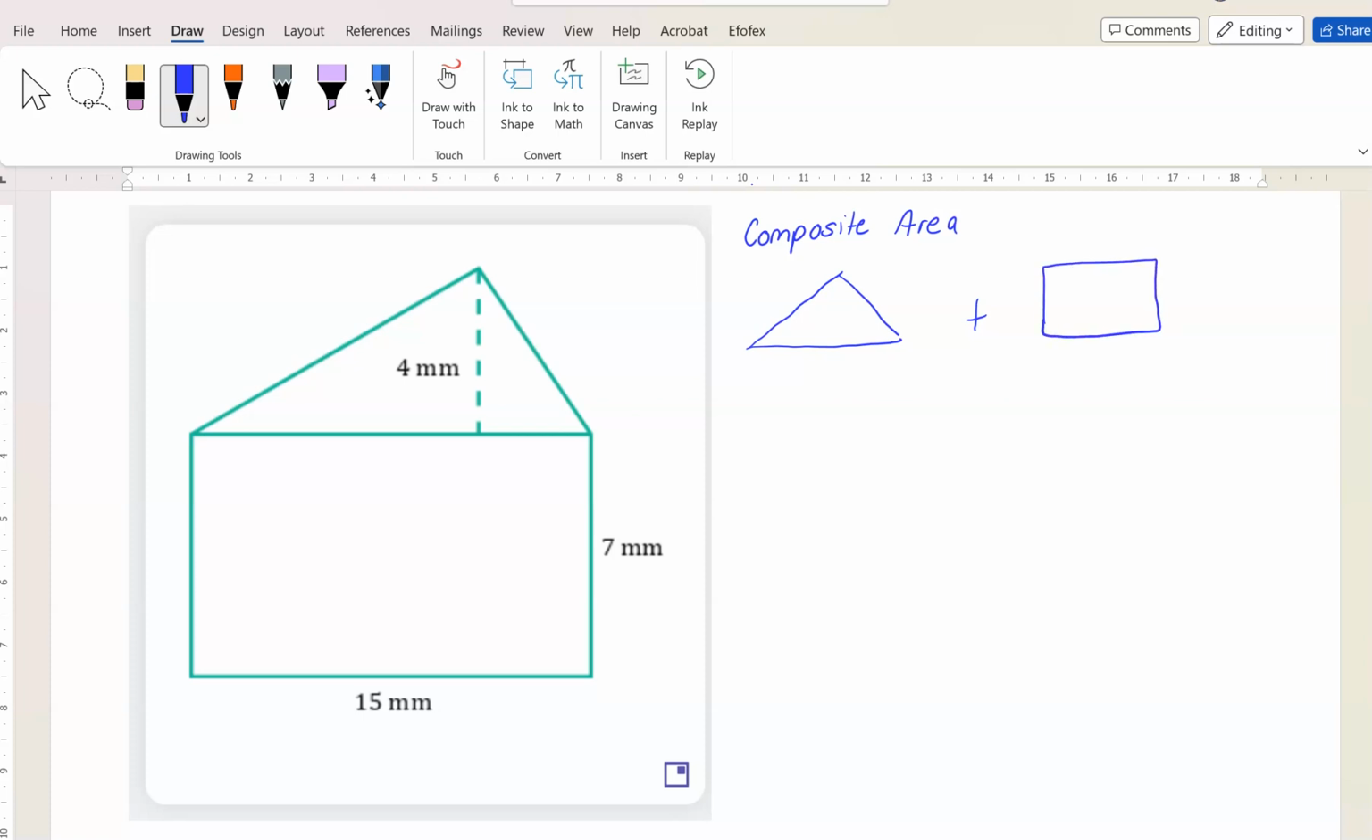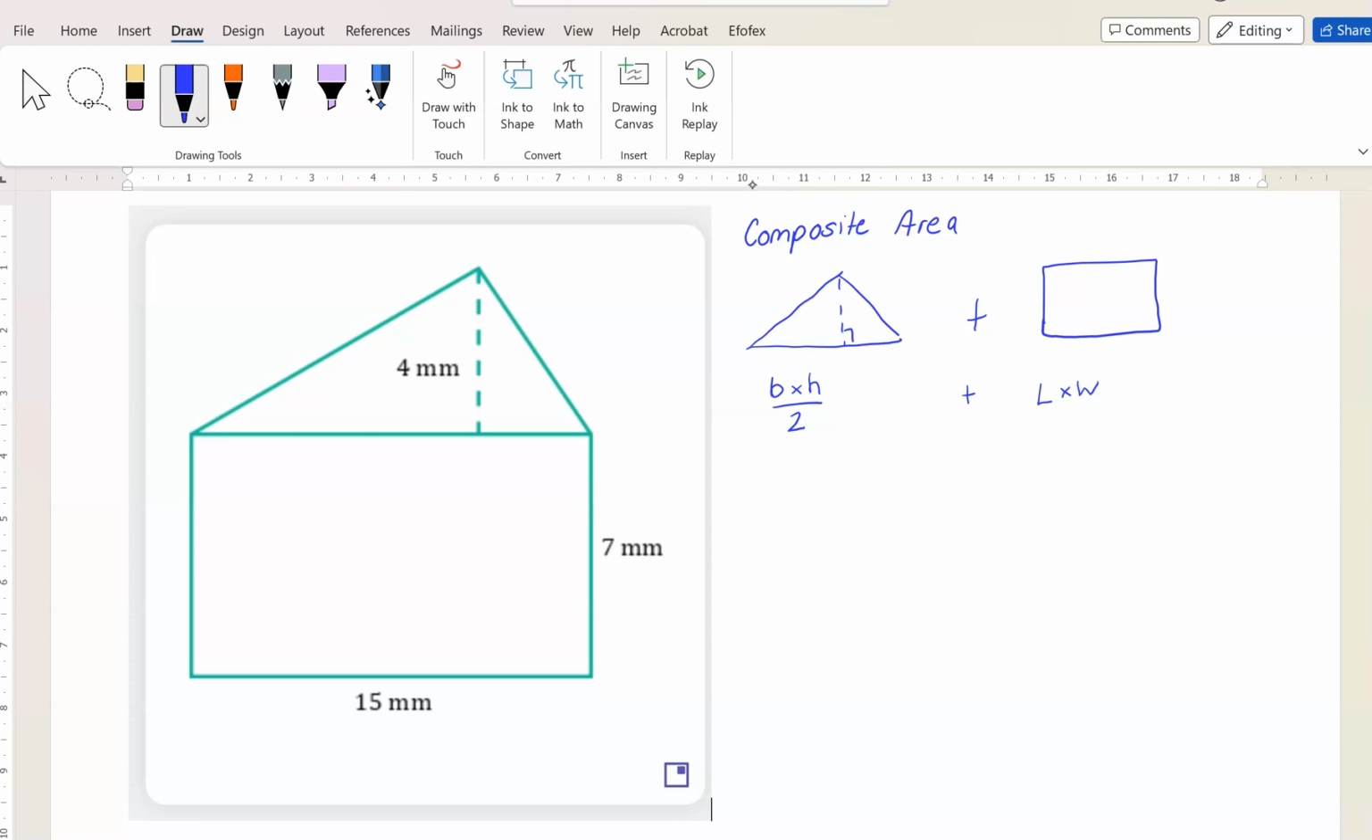Now if you remember the formulas for these, fantastic. If you don't, I suggest you get your formula sheet out and have a look. For the area of a triangle, we have base times height divided by 2, where we have to have the vertical height. And for a rectangle, we know that one, that's length times width.